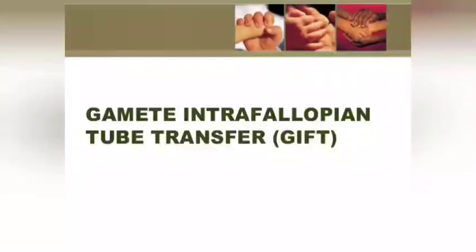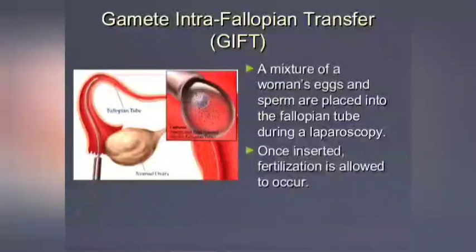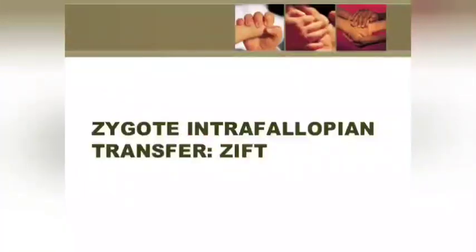Now some other techniques are available, like GIFT, gamete intrafallopian tube transfer. In this technique, a mixture of women's eggs and sperms are placed into the fallopian tube using a laparoscopy method. And once inserted, the fertilization is allowed to occur on its own in the fallopian tube only. You can see with the help of the diagram.